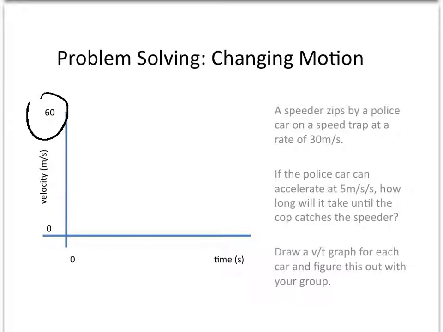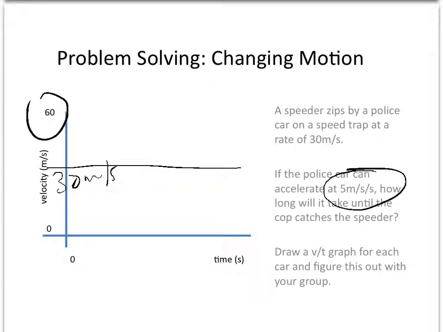Just based on this problem here, if I drew a velocity time graph, I knew that the velocity of the speeder was going to clock in at 30 meters per second. And it's pretty easy to draw that line. It's just a nice steady velocity, so it looks like a horizontal line on my velocity time graph.